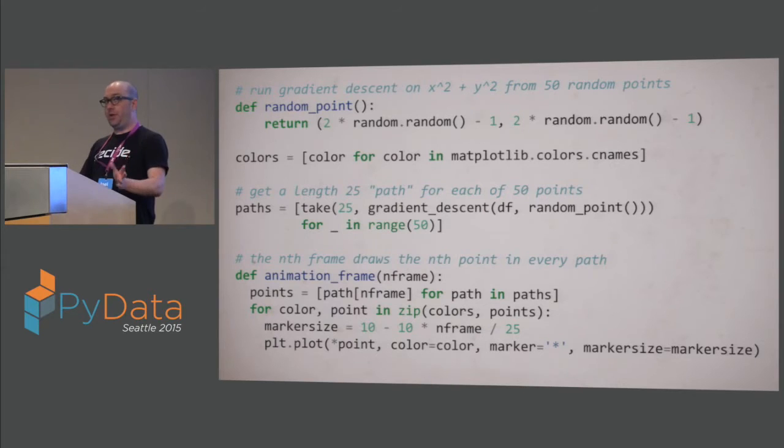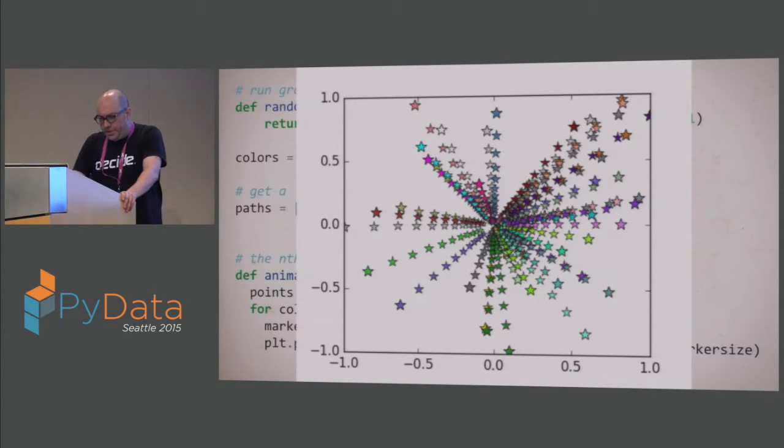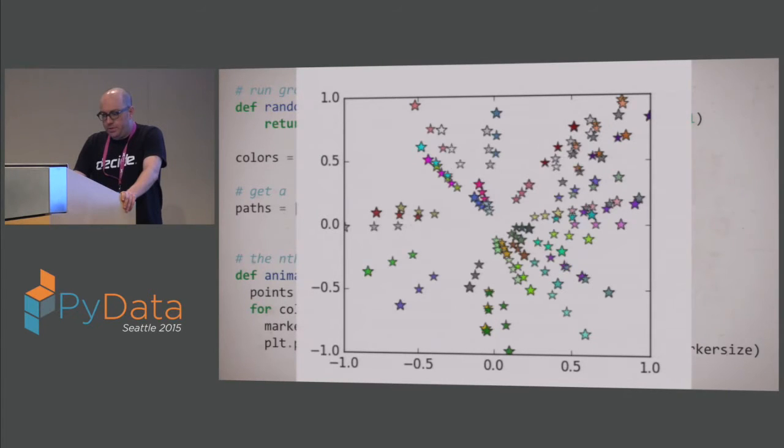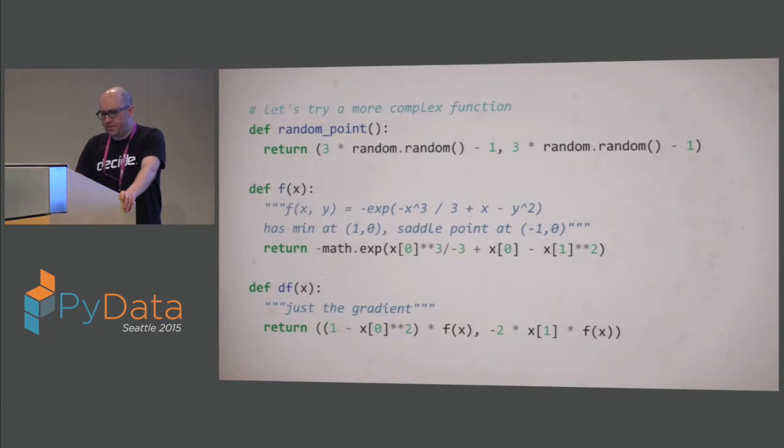And then I just say, I want to animate this. So in the nth frame, I'll draw the nth step for every one of these points. And so you can see that no matter where they start, they always go right towards 0, as you would hope. So nothing too exciting. We could have solved that ourselves.